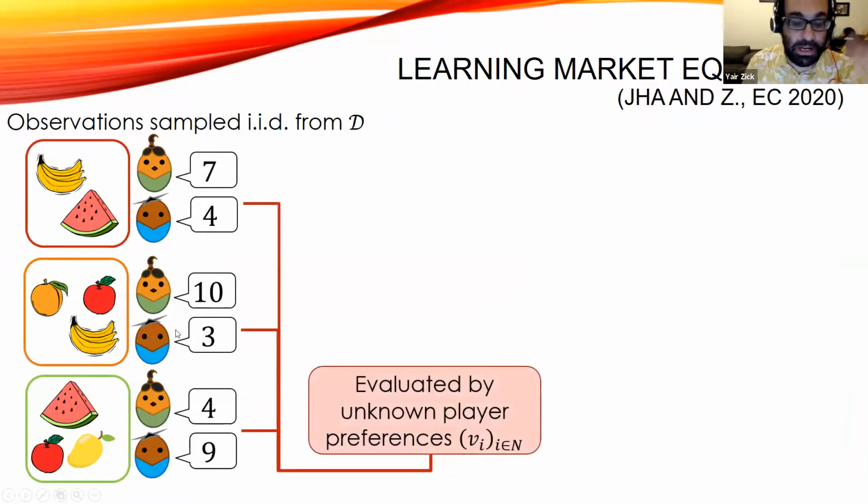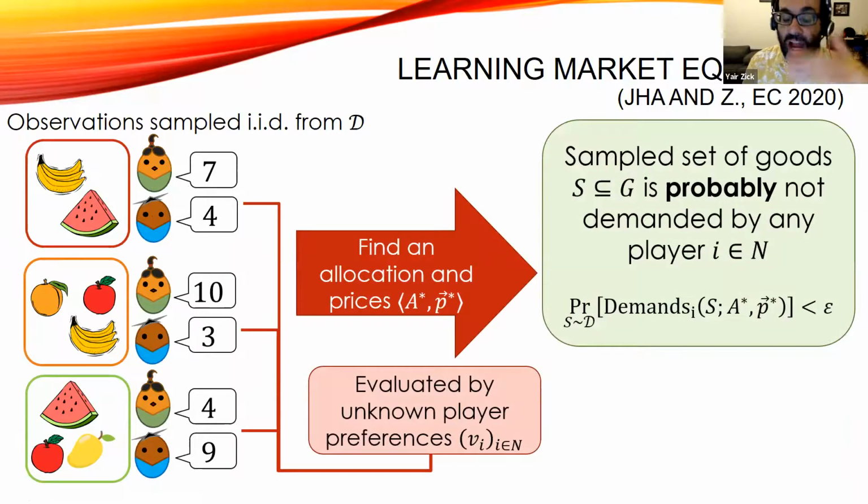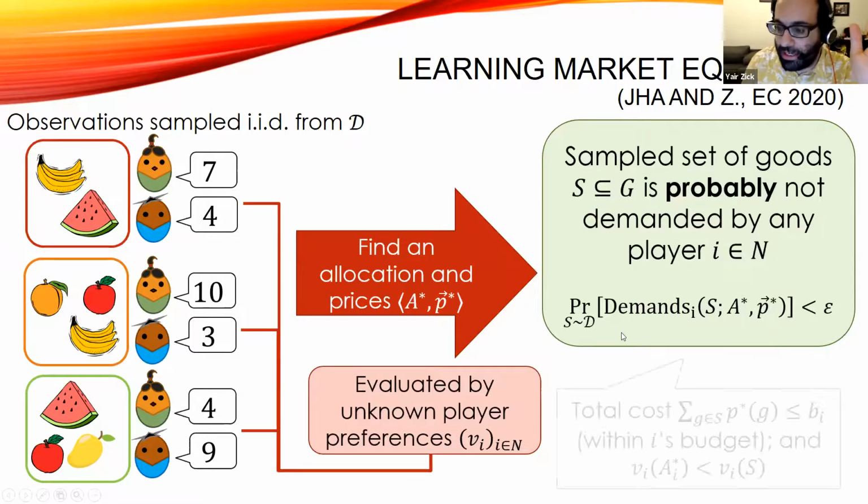They're evaluated by unknown player preferences. What you want to do is find some way of allocating the items to the players, and compute a price vector such that the probability that another future sample set of goods is demanded by a player is low. Where demanded by a player.